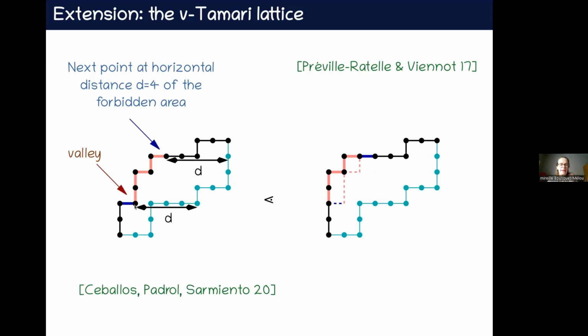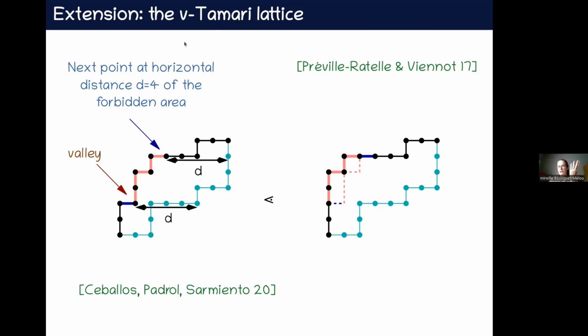So here, this is in light blue, my base path. Here I have a path above it with a valley. So the distance between this point and the forbidden area is 4. And then I look at the next point at distance 4 from the forbidden area. It happens to be this one. And in this v-Tamari order, I will swap the blue step with this pink path here.